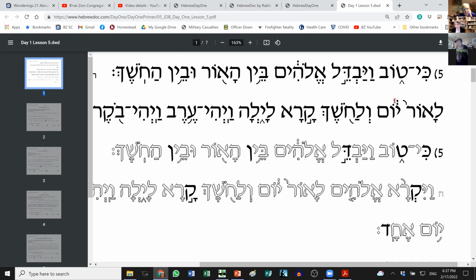What the heck? How do you separate between darkness and light? That doesn't make sense. But it happens, and it blows my mind. I love reading about day one of the Torah because it blows my mind every time I read it.